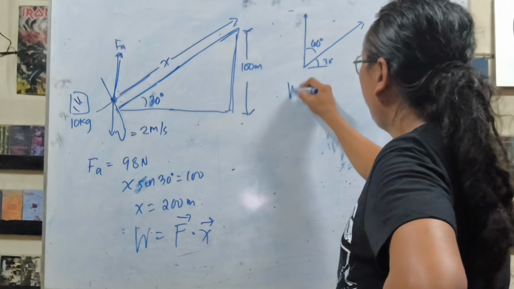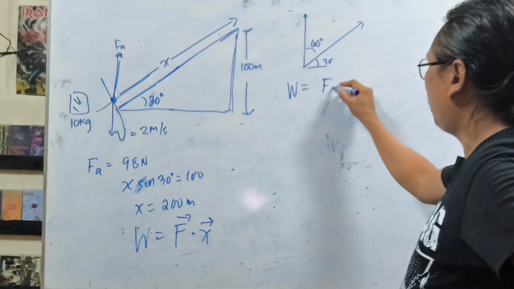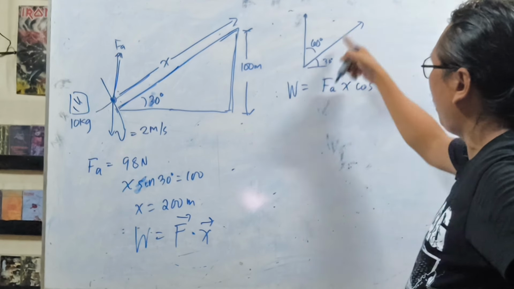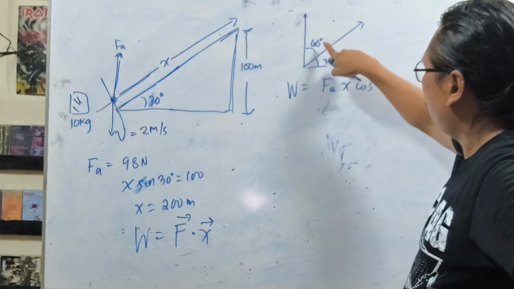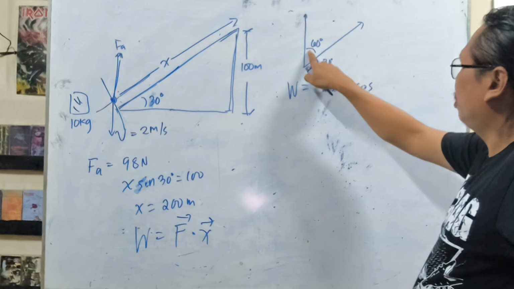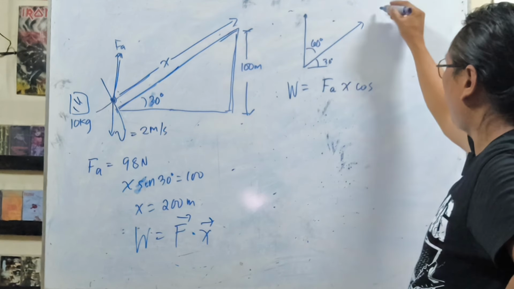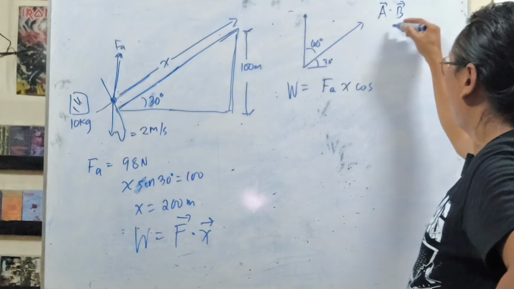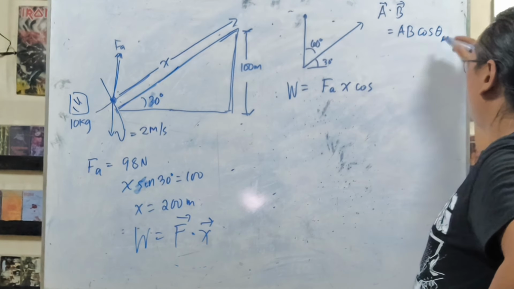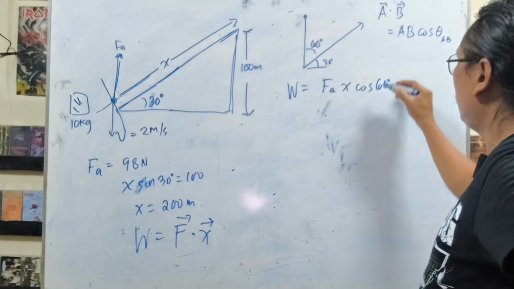So the work done would be equal to F, which is 98 newtons. I'll just write FA times X times cosine of, what's the angle between X and FA? That would be cosine of 60, so they are separated by 60 degrees. Remember always the dot product: A dot B is equal to the magnitude of A times the magnitude of B times cosine of the angle between the vectors A and B. So here, this is cosine of 60 degrees.